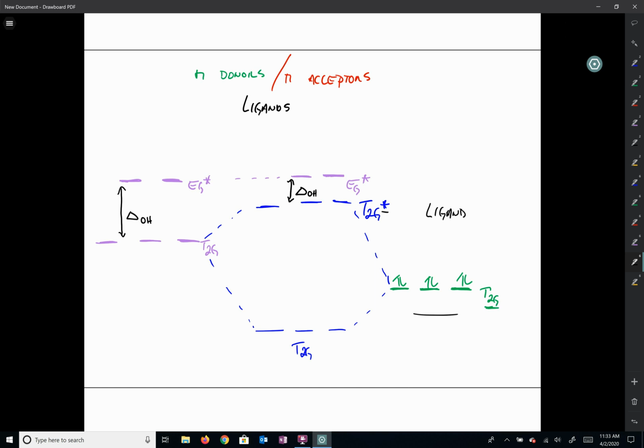And don't worry, I'll give you guys some examples of pi donors and pi acceptors in just a bit, right? But there's a couple things we have to set up, right? We have to have a T2G set. It has to be close enough in energy to interact with the metal itself. And when we have a pi donor, it's going to turn our T2G set on the metal into an antibonding. It's going to shrink delta octahedral, okay?